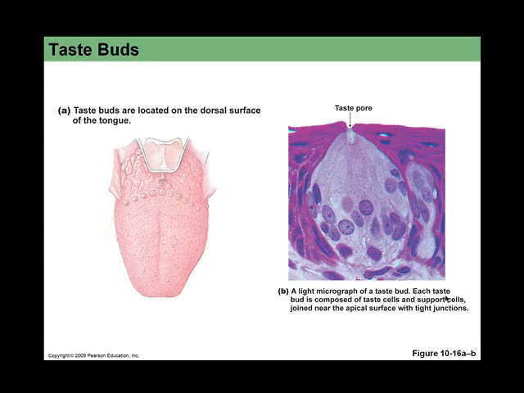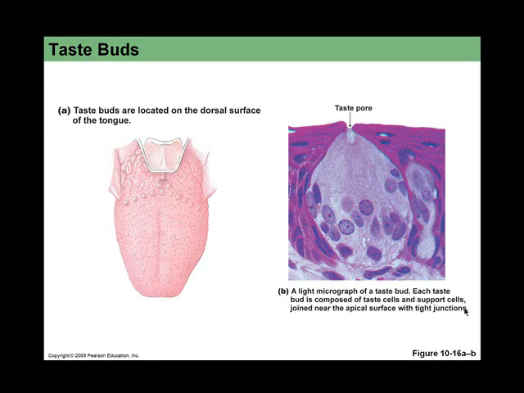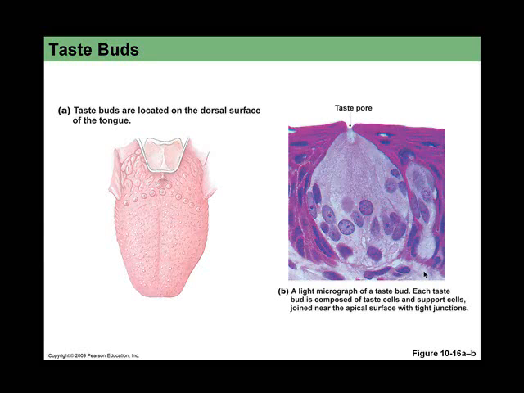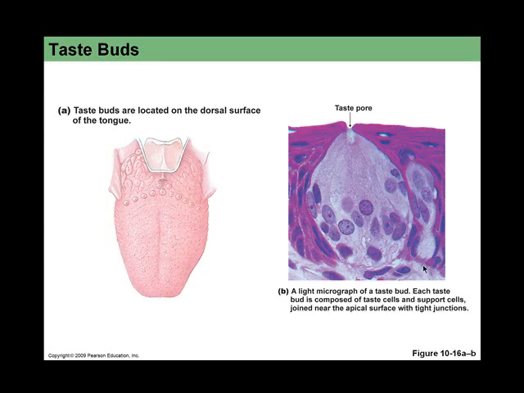So, a light micrograph of a taste bud. Each taste bud is composed of taste cells and support cells joined near the apical surface with tight junctions. I know this is a physiology text, but I am continually disturbed a little bit that scale bars are not used to give us a feel for the dimension.